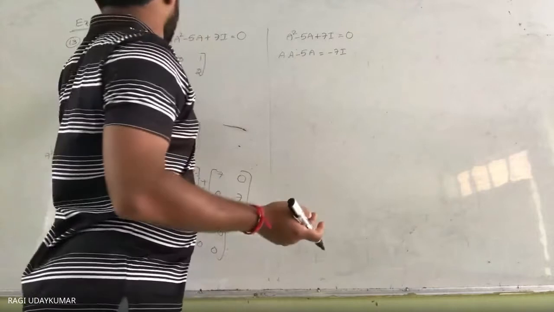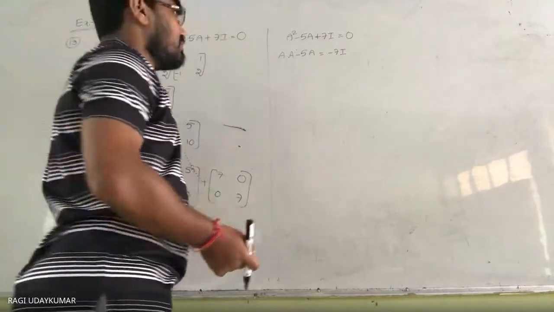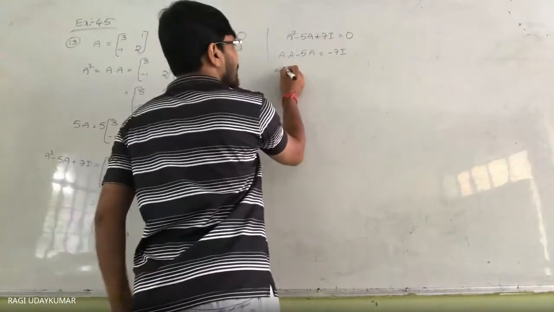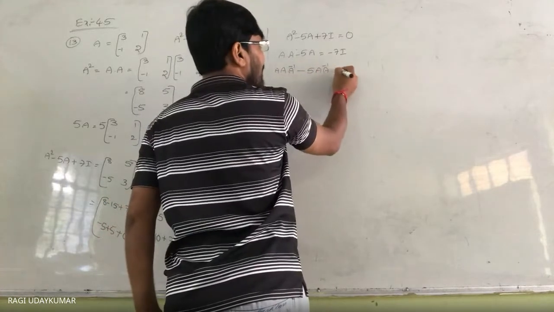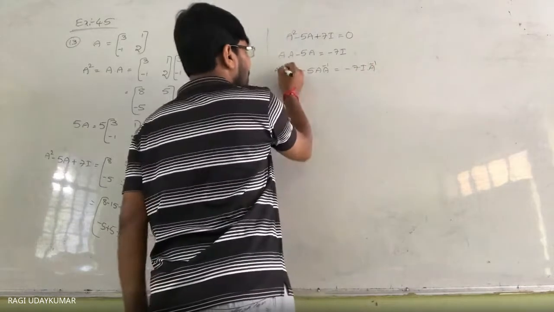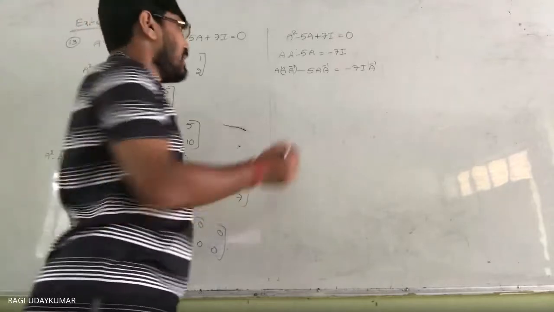So the determinant of this matrix is not equal to 0. That's why A inverse exists. That's why I am multiplying by A inverse. See here, I multiplied A inverse here, on the left-hand side also A inverse multiply, and here also A inverse multiply. So what will I get? This will become the identity matrix. A into A inverse will be the identity matrix.